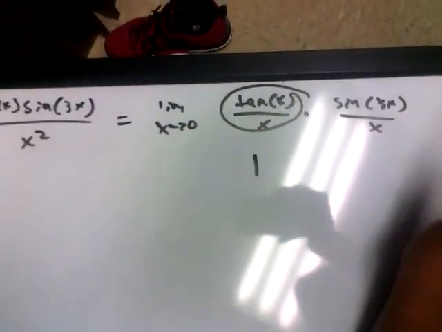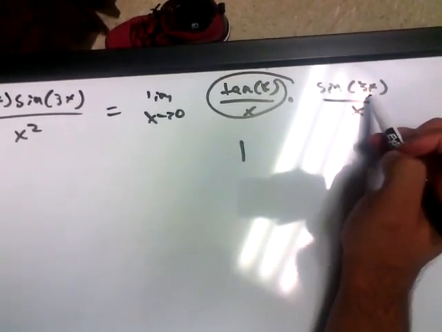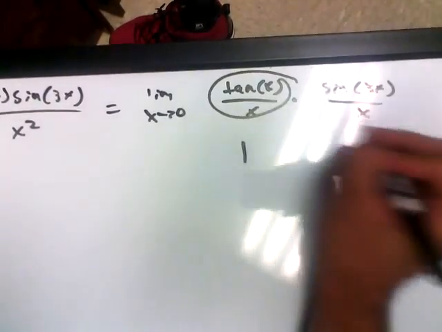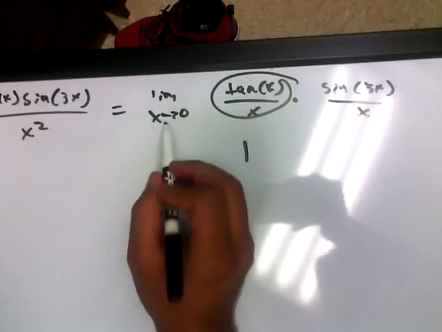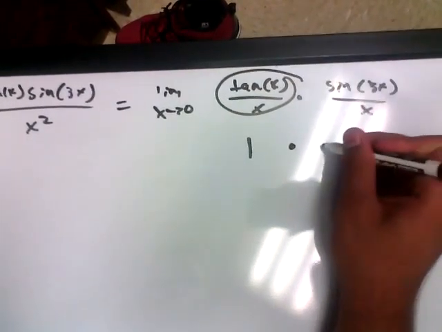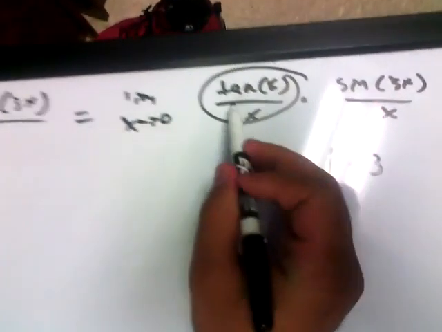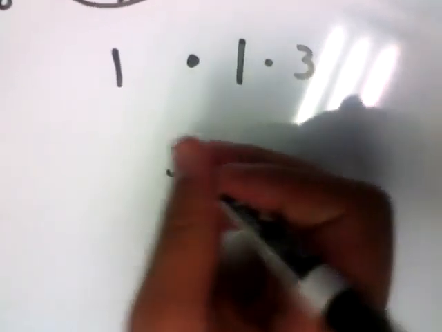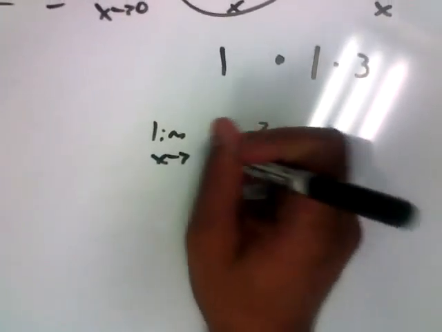Alright, so this is where it gets pretty cool. Because there's a coefficient on the x within the sine function, we can multiply sine of x over x times 3. So since sine of x over x, as long as x is approaching 0, is 1, we can just say that it's 1 times 3. So this is our total between the tangent and the sine of 3x. So 1 times 3 is 3. So the limit as x approaches 0 equals 3.